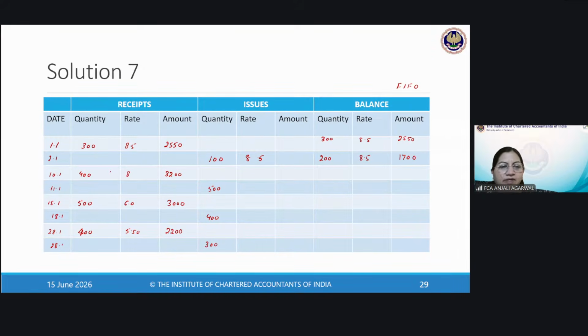Then you receive another 400. So on this date, the balance is 200 at the rate of 8.5 and 400 at the rate of 8. Under FIFO, these 500 units, first these 200 will go and then the rest from here. So 200 will go at the rate of 8.5 and the remaining 300 will be issued from the 400 lot. So out of this 400, 300 has gone. This 200 is completely gone. What will remain is 100 into 8.